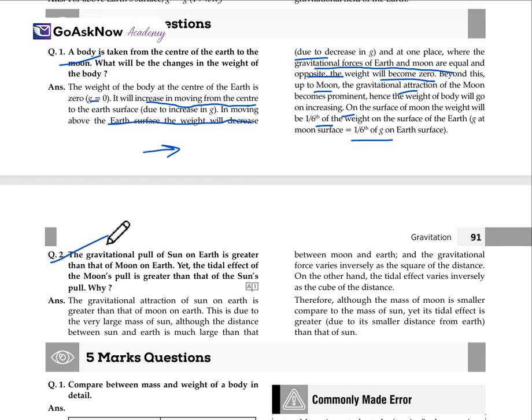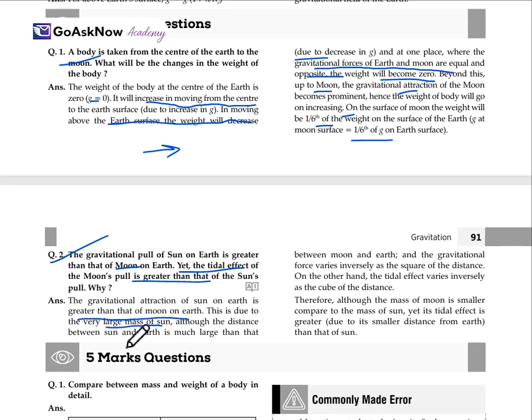Now, the gravitational pull of the sun on the Earth is greater than that of the moon on the Earth. Yet, the tidal effect of the moon is greater than the sun's. Why? The gravitational attraction of the sun on the Earth is greater than that of the moon on the Earth, obviously. This is due to the very large mass of the sun.